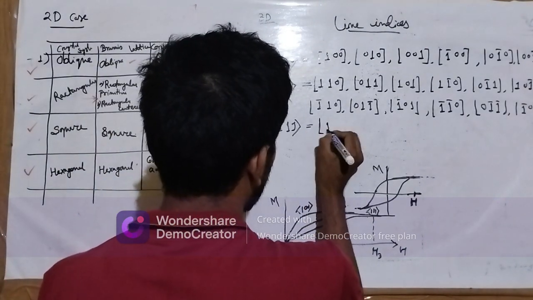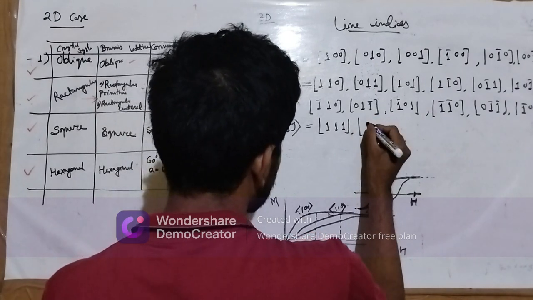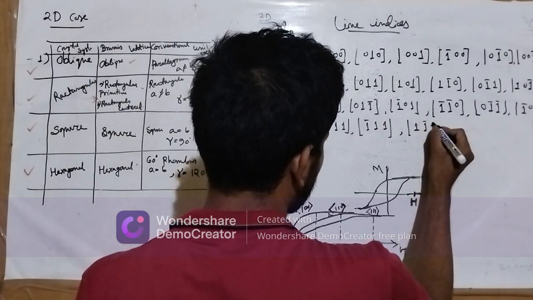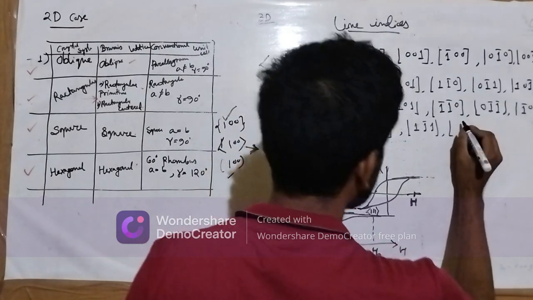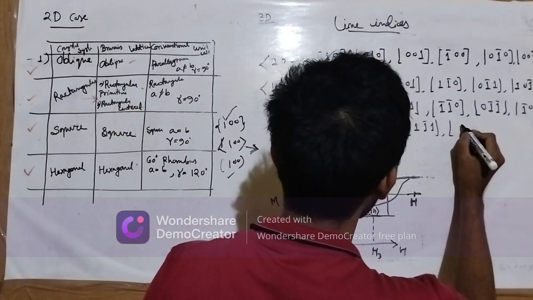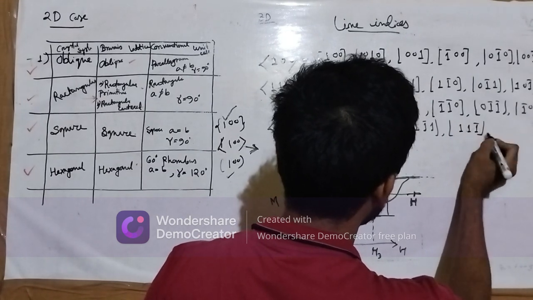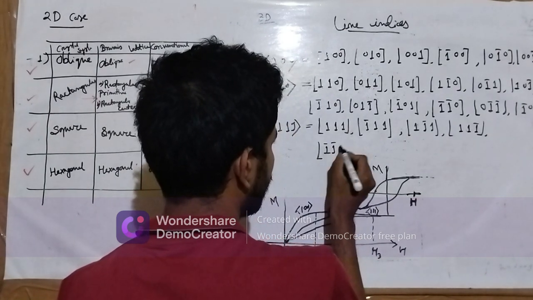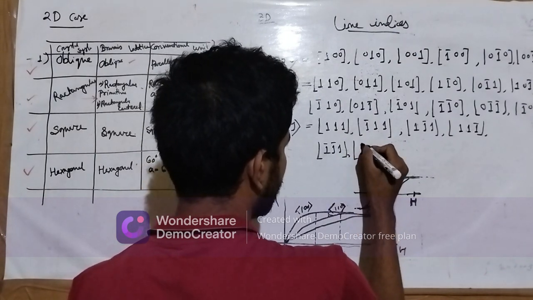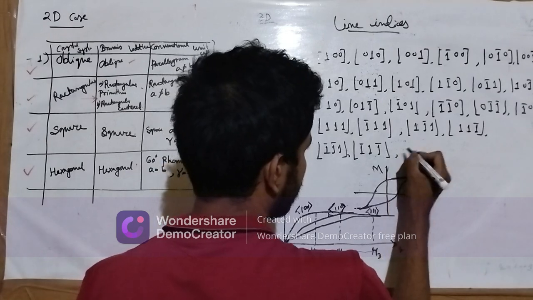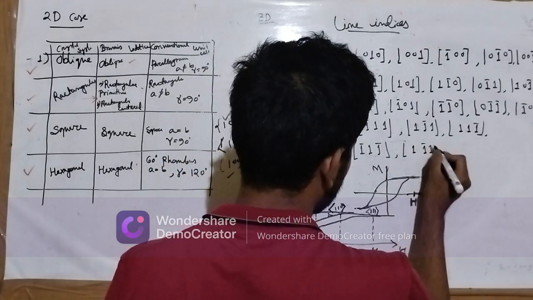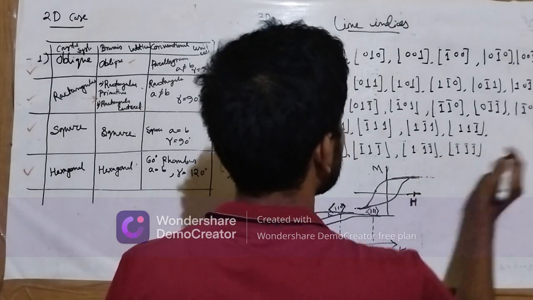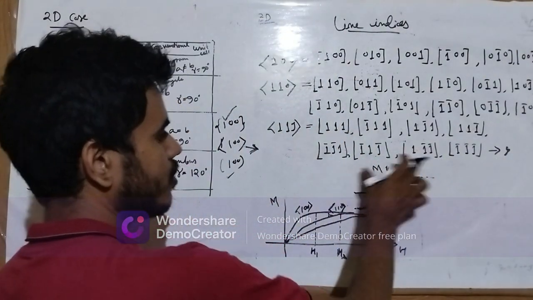There is 1 1 1, then the combinations with bars, 1 bar 1 1, 1 1 bar 1, 1 1 1 bar, and so on up to 1 bar 1 bar 1 bar. In total there are 8 members in this family.